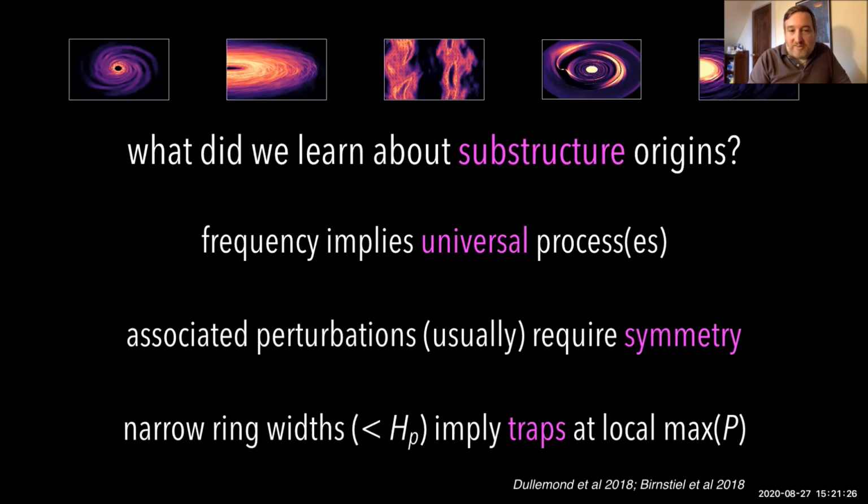And whatever is causing the associated perturbations to the disk structure usually requires a significant degree of symmetry. And the ring widths, the sizes of the substructures, are narrow. They're at the scale of the pressure scale height, or even smaller in the continuum, and they imply traps at local pressure maximum.